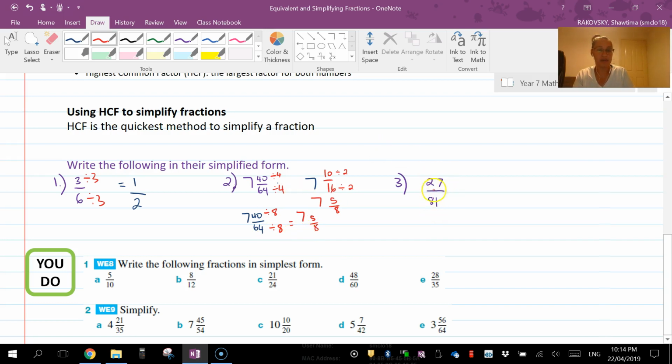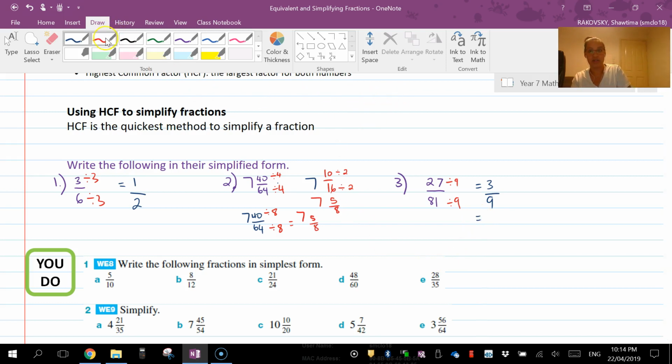Now if we have a look at this number here, it's the same concept again. 27, we can think about the factors of 27, 3 and 9, and 1 and 27. 81 here, I know 9 is a common factor, so I'm going to divide both of these by 9, and my answer is going to be 27 divided by 9 is 3 over 9. Ooh, and I can simplify one more time.